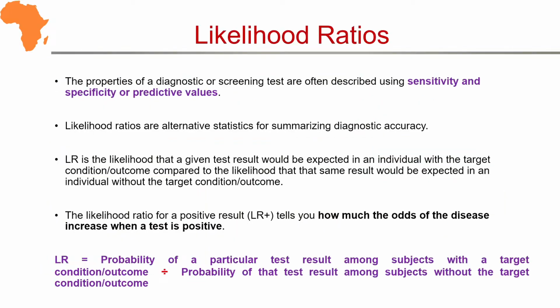The other way of evaluating a test is through using a likelihood ratio. We've talked about sensitivity, specificity, and predictive values. Likelihood ratios are alternative statistics for summarizing diagnostic accuracy. It is the likelihood that a given test result would be expected in an individual with the target condition or outcome, compared to the likelihood that the same result would be expected in an individual without the target condition.